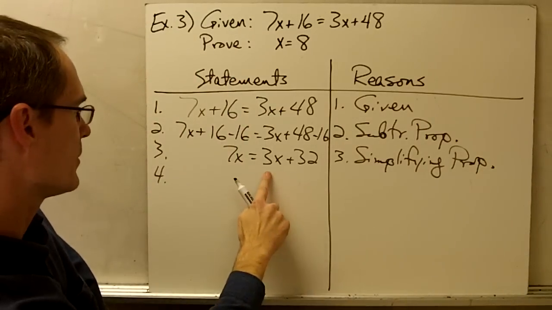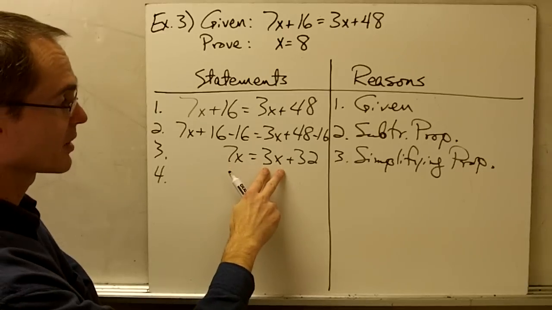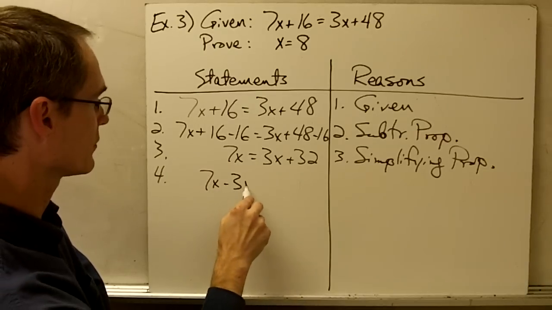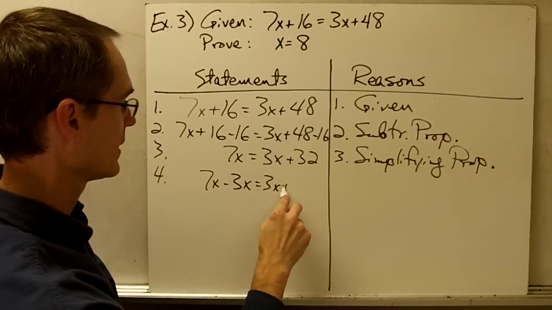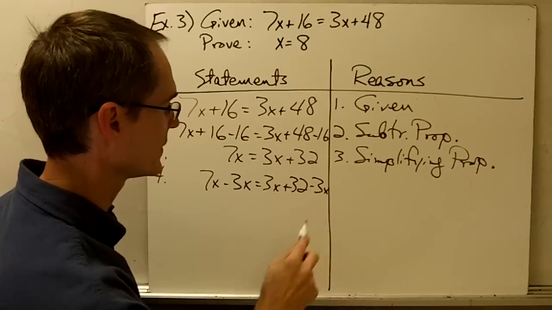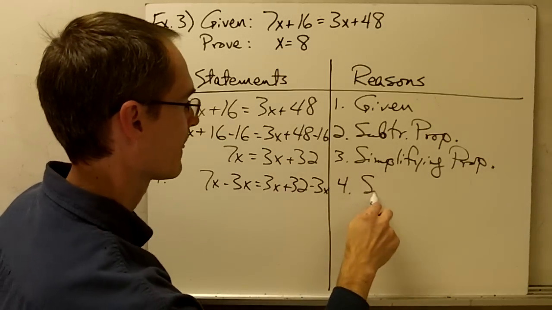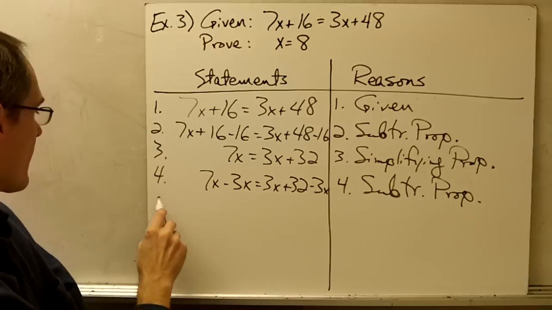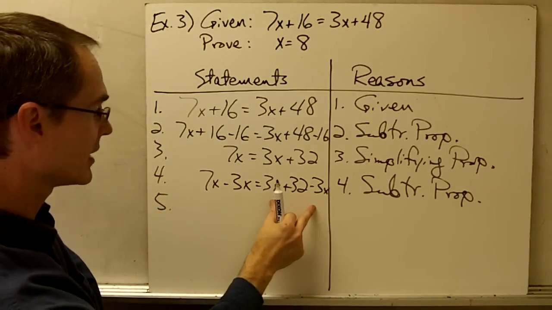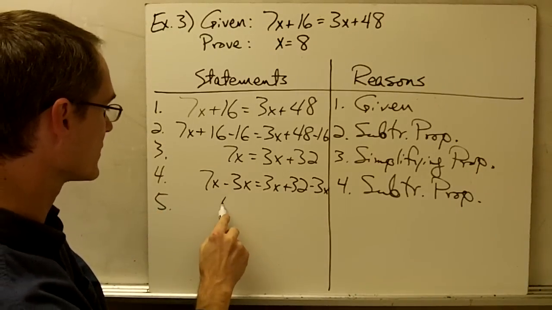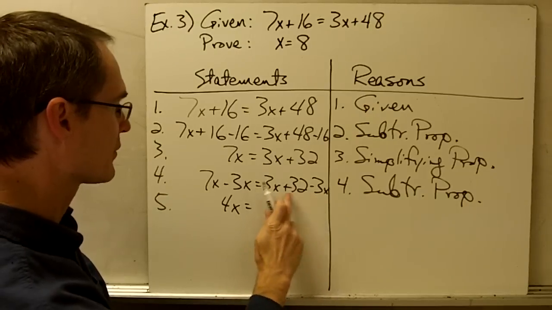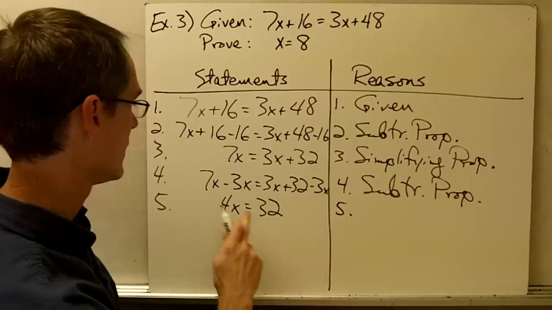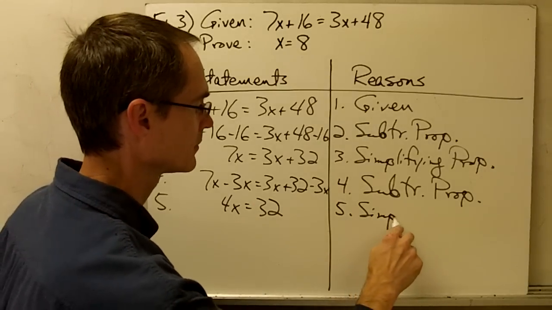And let's see, my next step, I would like to get all my x's together, so I'm going to want to subtract 3x from both sides of my equation. So subtract 3x here, and subtract 3x from this side. And I'm using my subtraction property again. And again, I would like to collect my like terms. 7x minus 3x is 4x. And my 3x's go away here, so I have 4x equals 32. And again, that's my simplifying property.